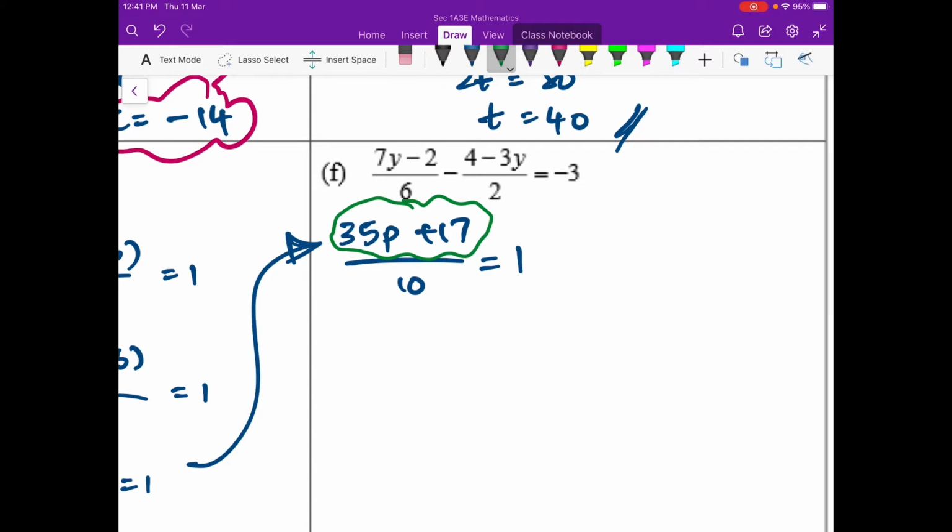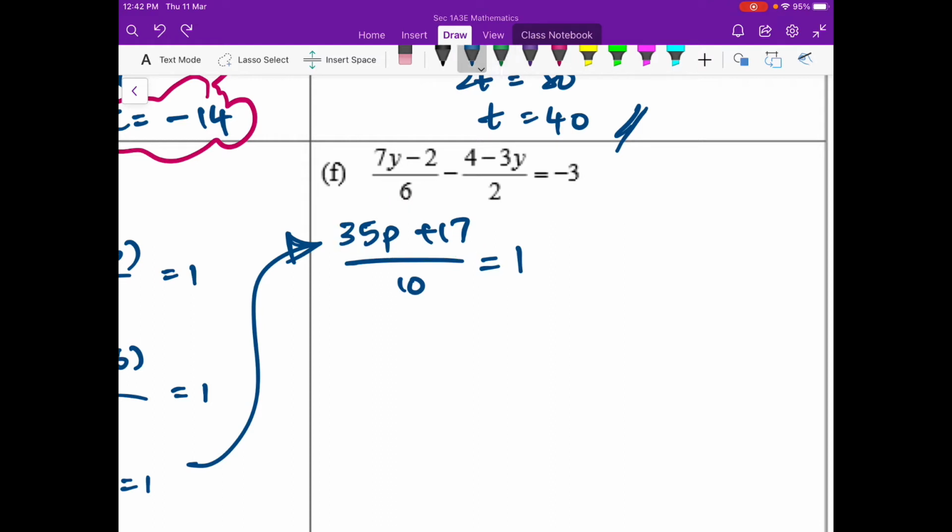Okay, sometimes you may not realize that. Then how do we go about using our usual way of doing it? We'll just put 1 over 1, cross over them. Cross over the equal sign. You get the same answer. 10 times 1, which is 10, equals to 35p plus 17. So our usual method still works.